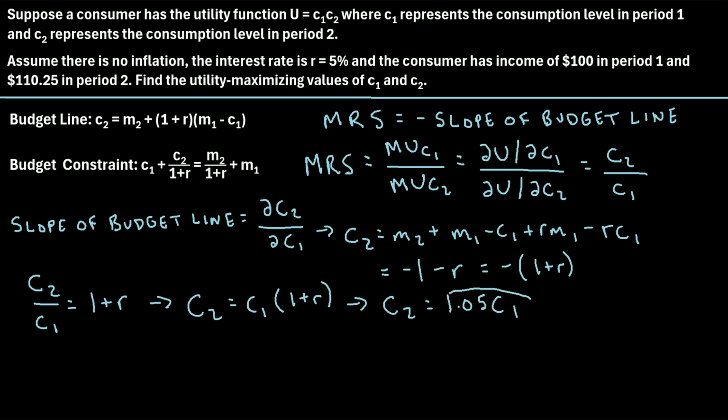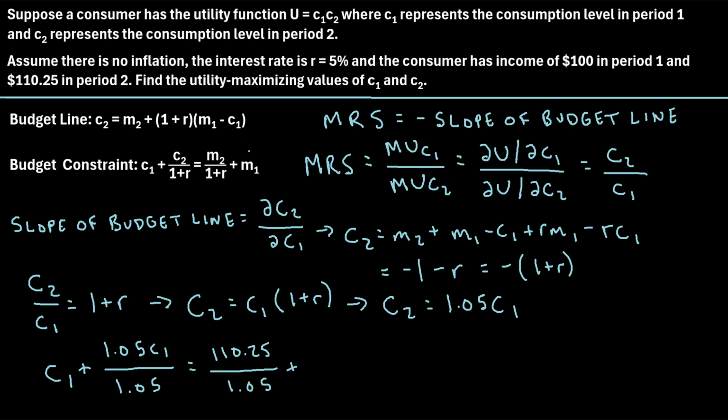Now we can take this value for C2 and plug it into our budget constraint. So when we do that, here's what we get. C1 plus, for C2, we're plugging in 1.05 C1, so we get 1.05 C1 divided by 1 plus R. We said R is 0.05, so 1 plus 0.05 is just 1.05. This is equal to, now for M2, that's our income during period 2, which is 110.25, divided by, again, 1 plus R, so 1.05, plus we have M1, our income from period 1, which is 100.